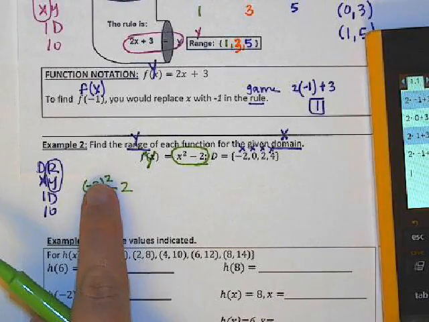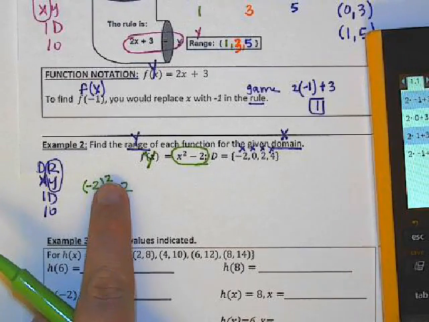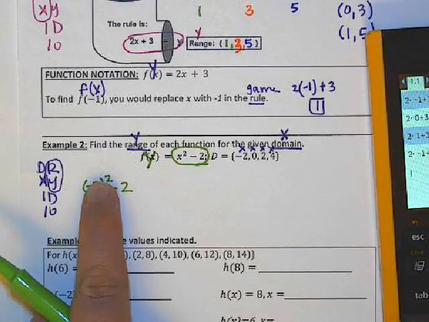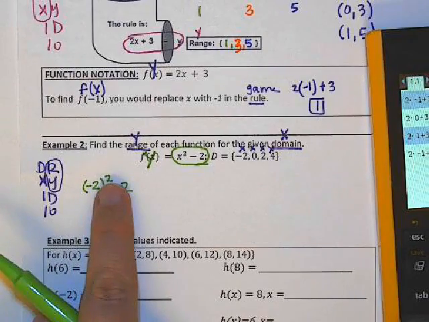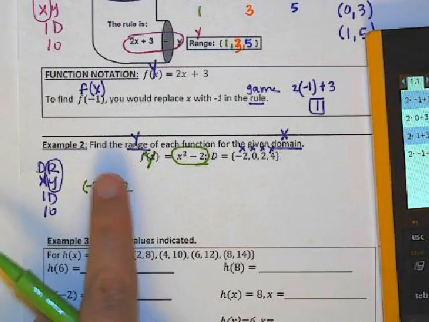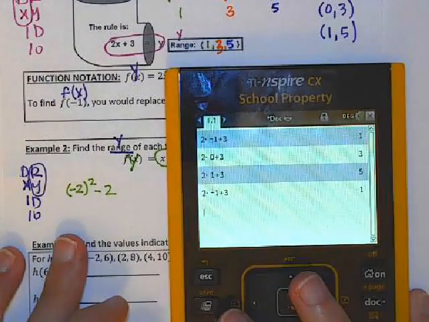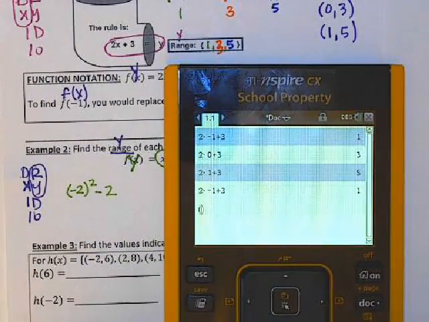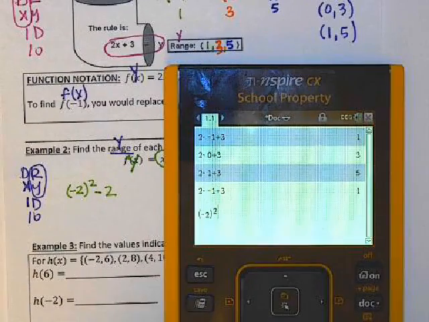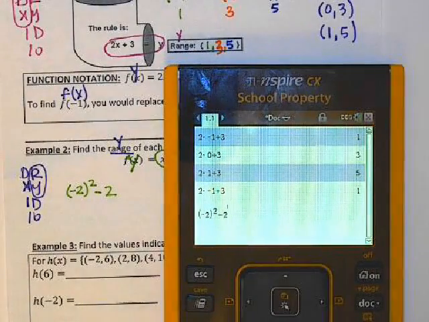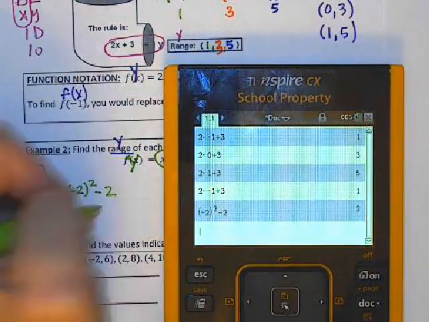So it does not go inside the parentheses. That will mess your answer up. If you put this little 2 inside the parentheses, your answer will be wrong. Okay? It's not being plugged in. So then I take my calculator and I plug it exactly how it looks. So parentheses -2 squared minus 2, which gives me 2.